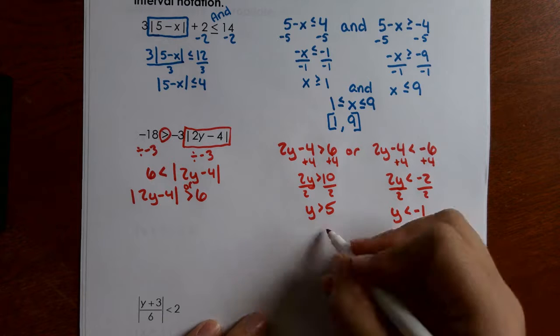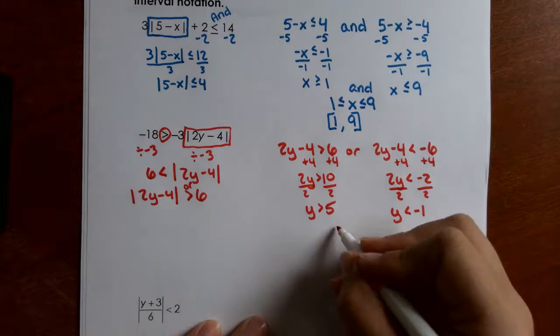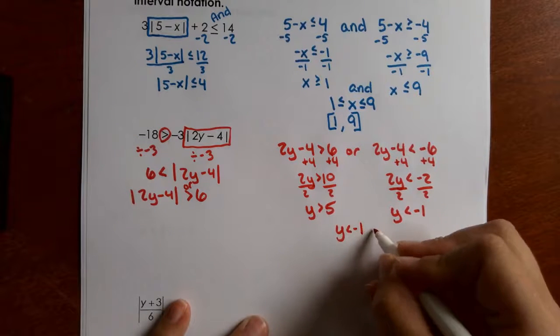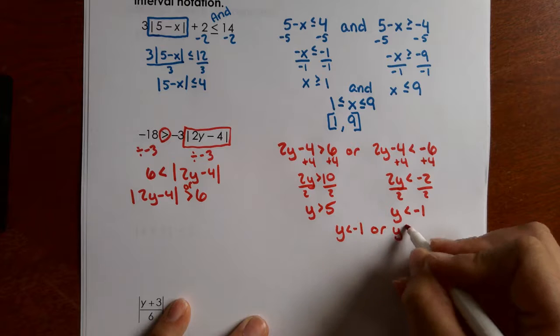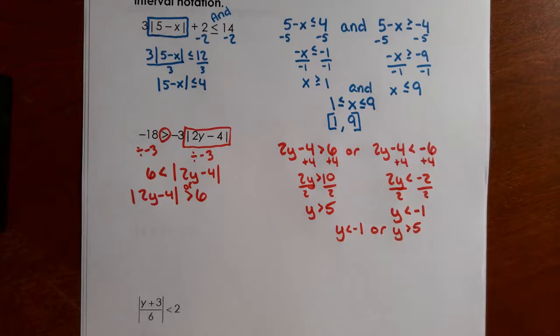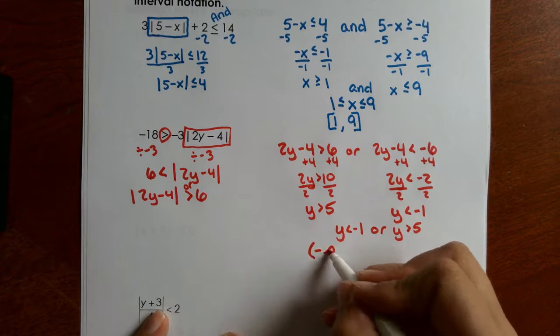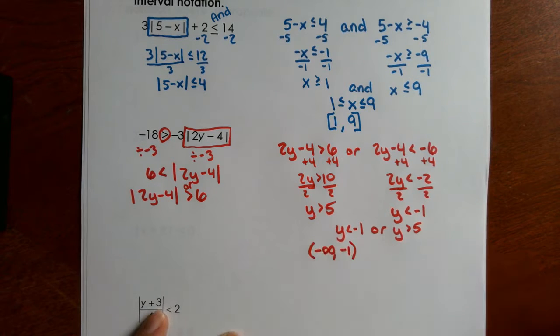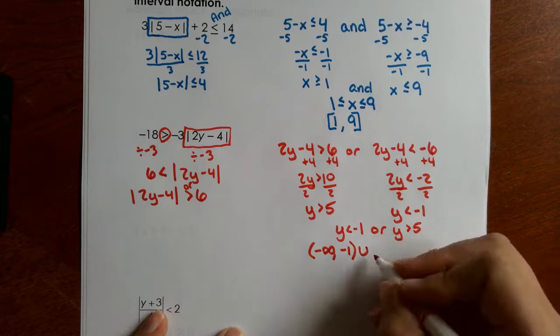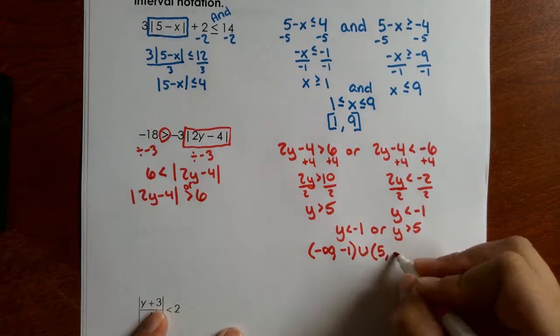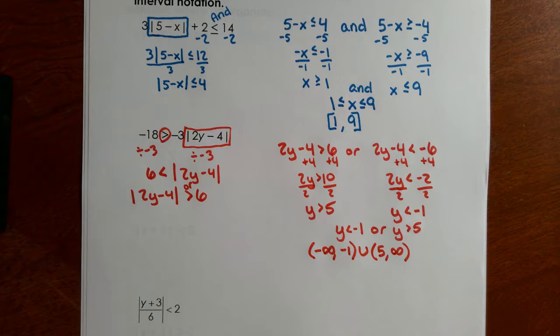So my solution, I like to put the less than side first. y is less than negative 1, or y is greater than 5. When I switch to my interval, I start off, well, less than negative 1 gives me negative infinity to negative 1 with a parenthesis. U for or, start off at 5 to positive infinity on the other side.